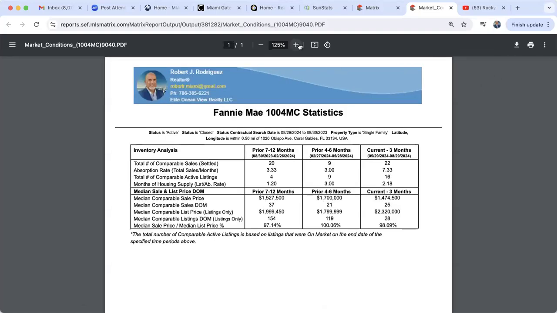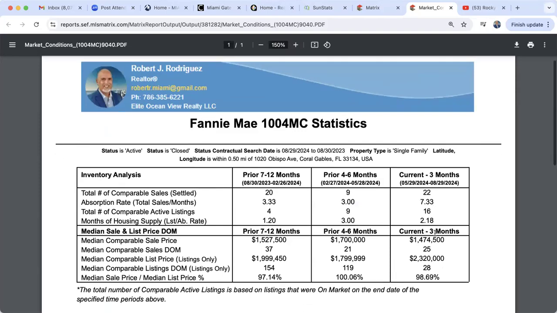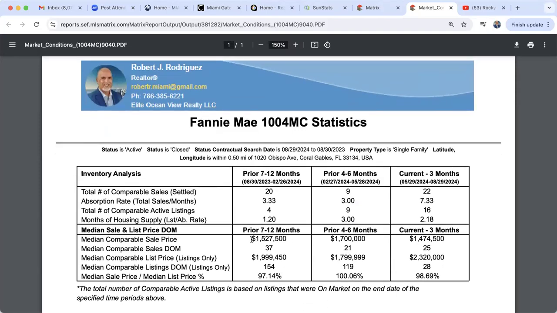So within a half-mile radius from that subject property, we're looking at a 2-month inventory, and prices are actually decreasing from 1.5 to 1.7 now to slightly below 1.5. However, the list prices are increasing from nearly $2 million to now $2.3 million for active list prices. And the properties here are selling at 98.69% of the asking price.